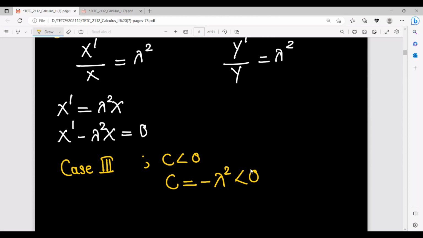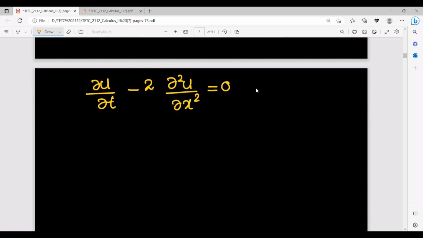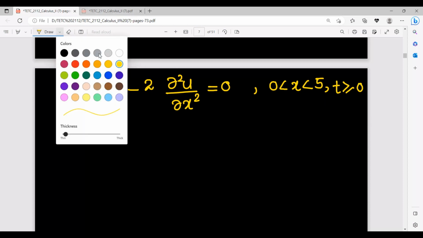Okay, then let's go back to the original problem. Solving the heat equation. What is the problem? Let's recall: ∂u/∂t minus 2 times ∂²u/∂x² is equal to 0. This is defined on 0 to 5 and for every t greater than or equal to 0. We are asked to solve this problem.